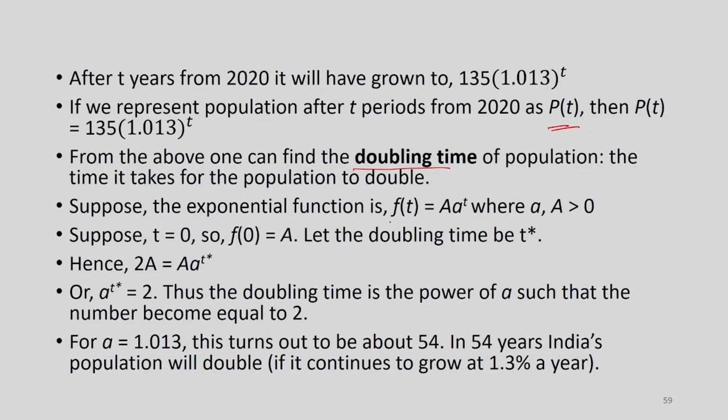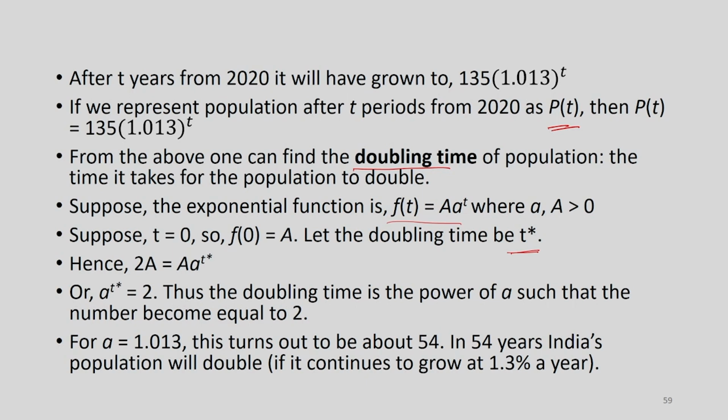Suppose the exponential function is f of t equals capital A multiplied by small a to the power t, where small a and capital A are greater than 0. Suppose t is equal to 0. Therefore, f of 0 is equal to capital A. Let the doubling time be t star. We are assuming that the doubling time is t star, which means that after t star, starting from t equal to 0, the population will double.